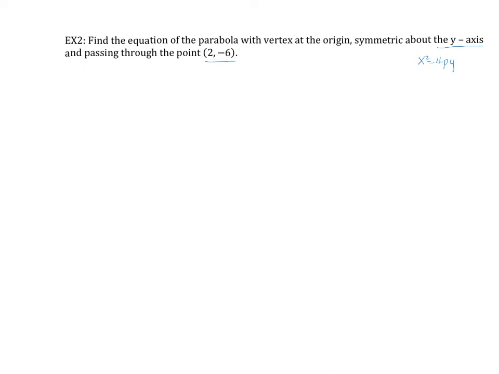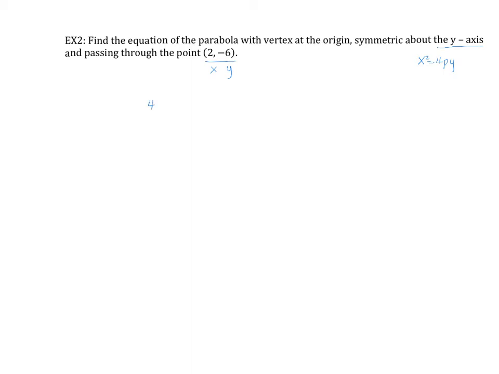This would be a parabola that opens up or down. So we just have to figure out what the p-value is. Well, we have an equation, and we know that it's passing through the point (2, -6), so we just have to put in 2 for x and -6 in for y.